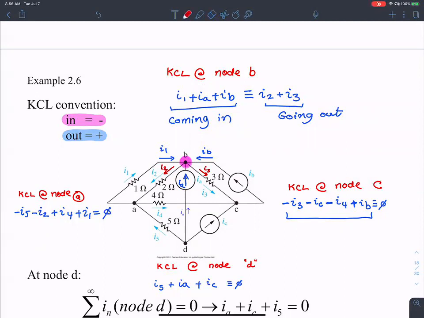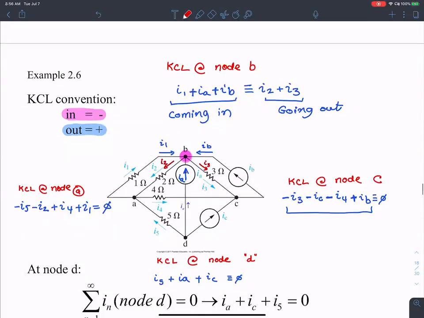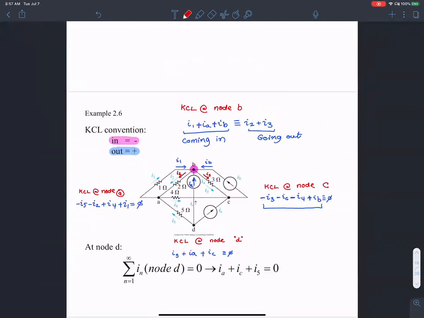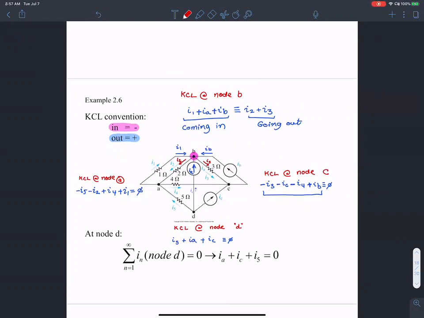Okay, one convention is to use negative sign for currents coming in and positive sign for currents going out. Or my technique is to add all the currents coming in to one side and currents going out to the other side, and equate them. They're exactly the same. So that's the idea of Kirchhoff's current law, which is a manifestation of conservation of charge. Okay, conservation of charge.